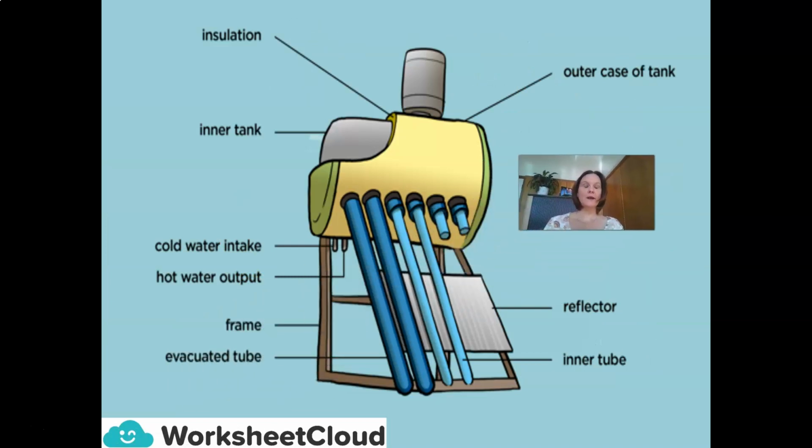So here we have it in a scientific diagram. We have our water tank over here. It has an inner tank as well as an outer tank with insulation. We have our cold water intake. We have our hot water output. So once the water's been heated, it comes out there. The frame holds the solar water heater or geyser. And here we have our evacuated tubes. We have a reflector. And our evacuated tube has an outer tube as well as an inner tube. We will look at that in more detail now.